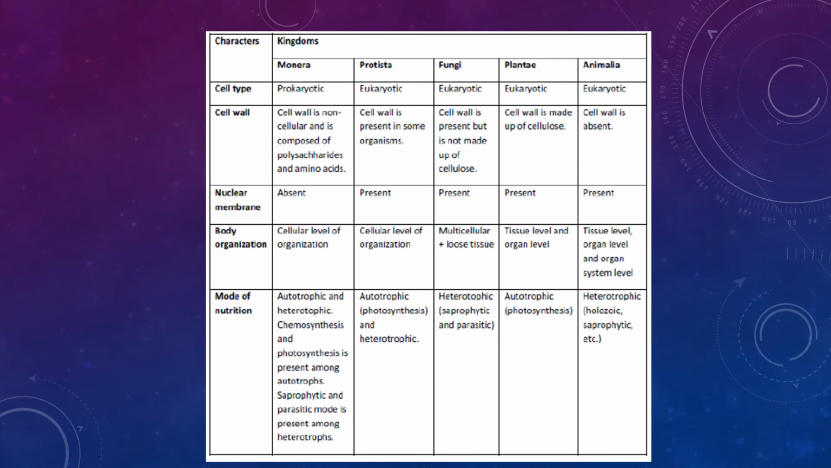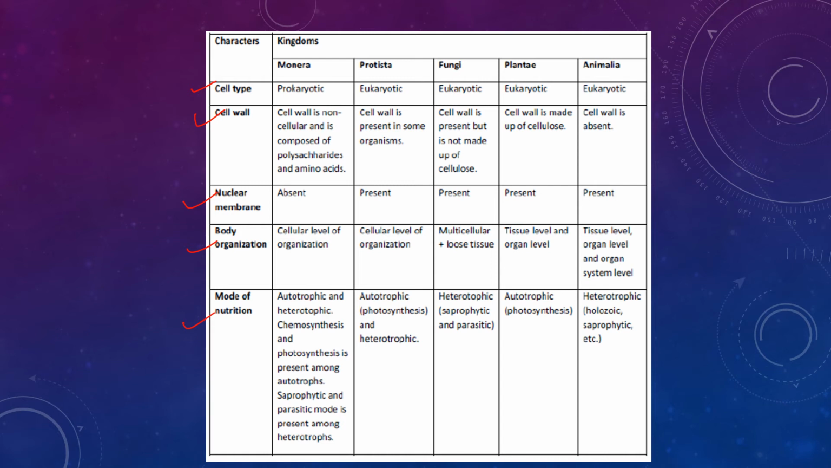Next comes the characteristic feature of each type of kingdom. Let's start with Monera. We have several points over here as characters, such as cell type, then cell wall, then nuclear membrane, then body organization, then mode of nutrition.